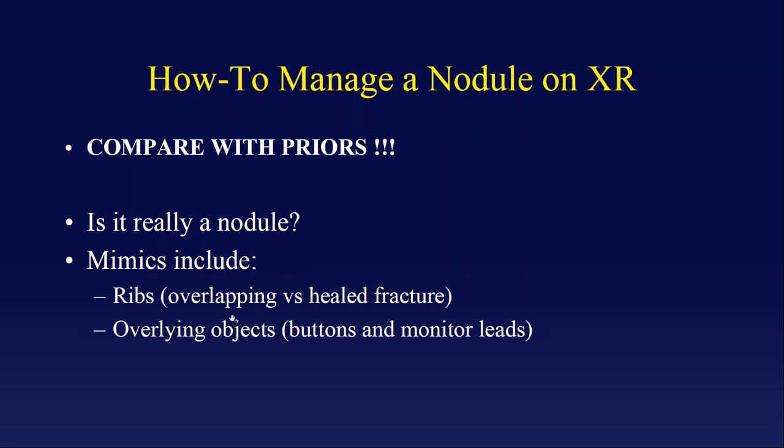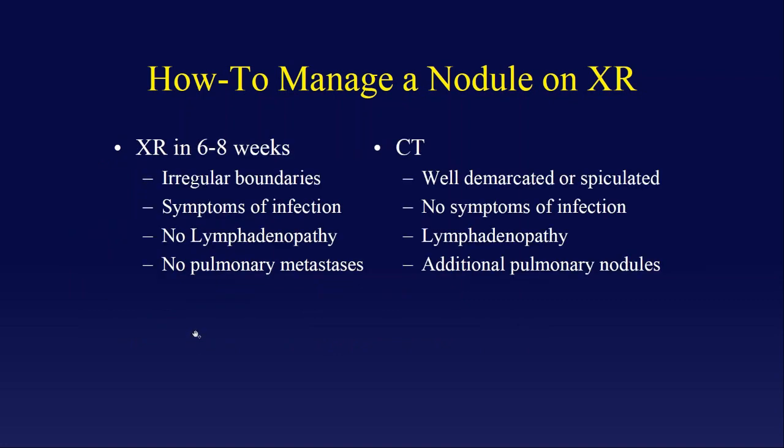Is it really a nodule? Is it something overlying? Is it a rib? Is it a button? And if it's indeterminate, my general rule of thumb is, if they have symptoms of infection, and it's ill-defined, and they don't have any history of malignancy or other obvious mets, I just get a repeat follow-up in a few weeks, presumptively treat for infection, and just make sure that it goes away. You want that follow-up to make sure.